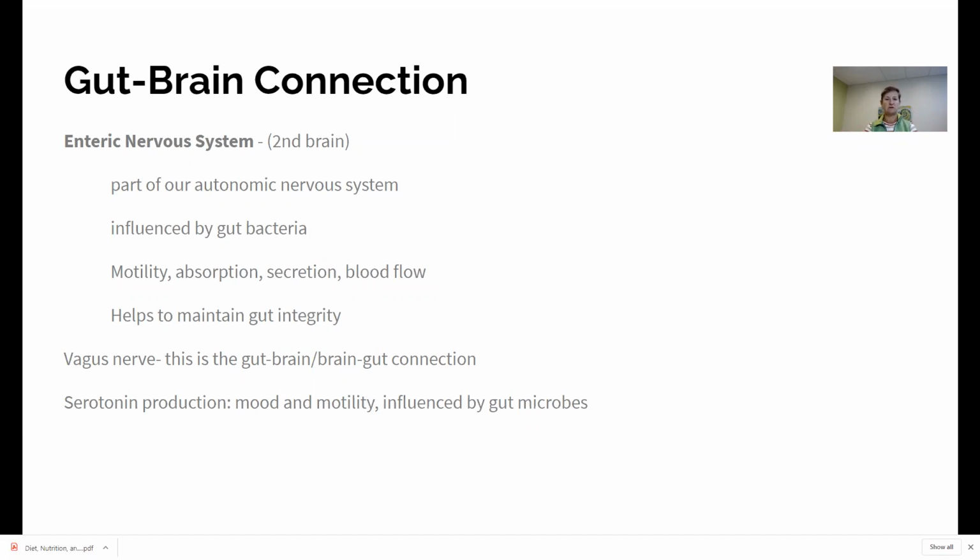The enteric nervous system is influenced by our gut bacteria. It impacts motility, absorption, secretion, and blood flow in our gut. It helps maintain our gut integrity. And we've talked previously about the vagus nerve, but that is really a highway between our gut and brain, and our brain and gut. Another important thing that happens in our gut is serotonin production. That plays a big role in mood and motility, and as well is influenced by gut microbes.